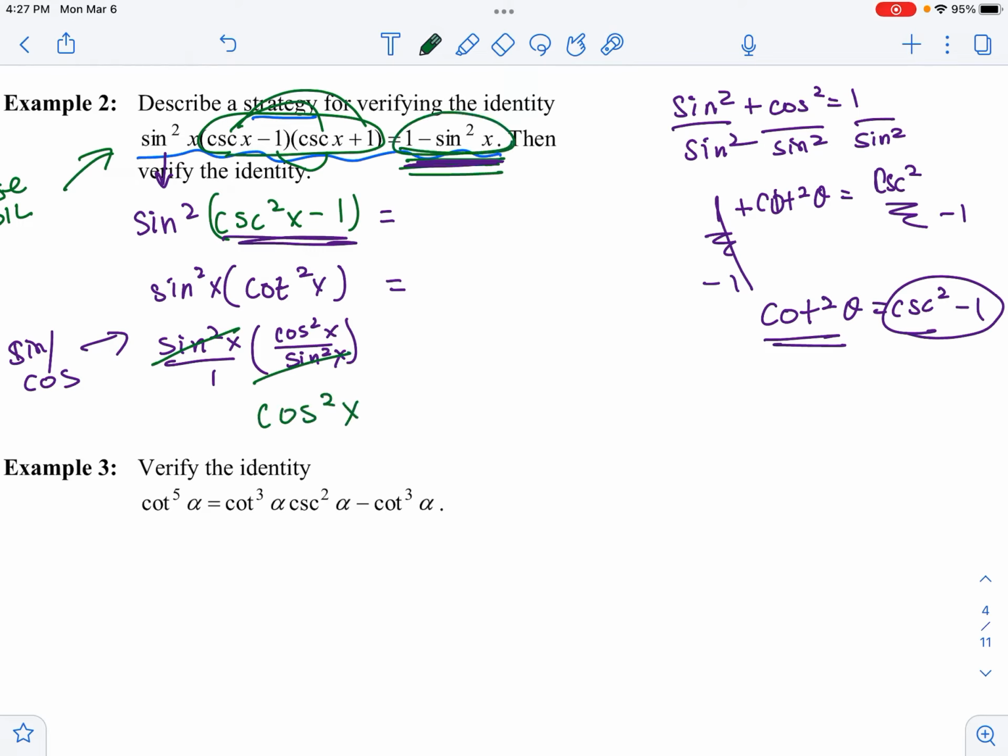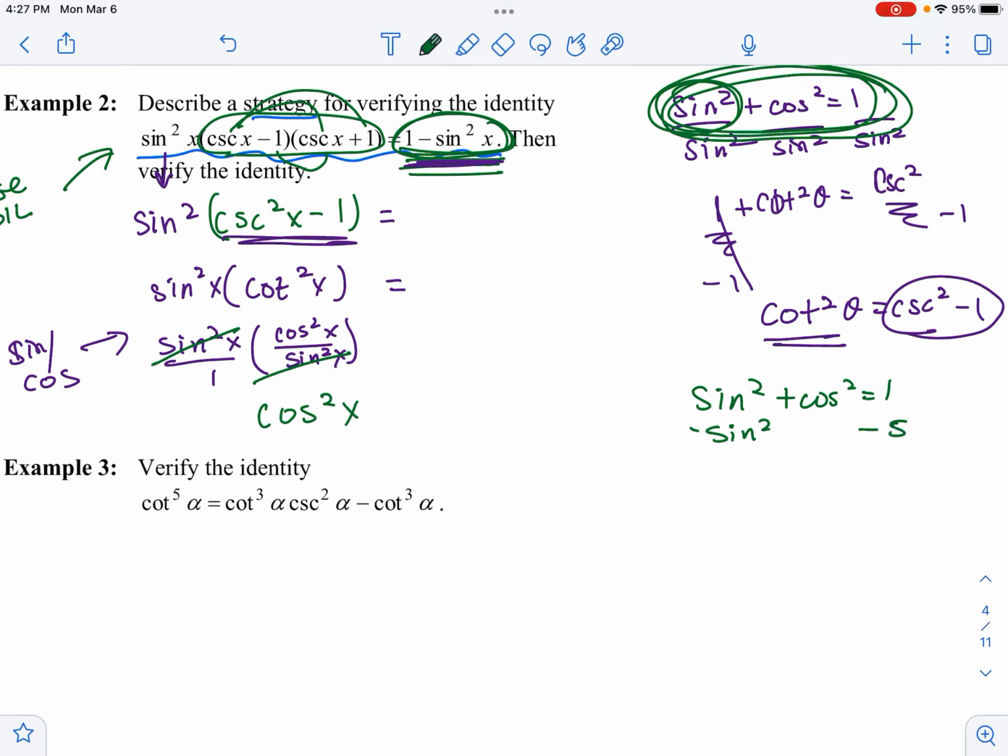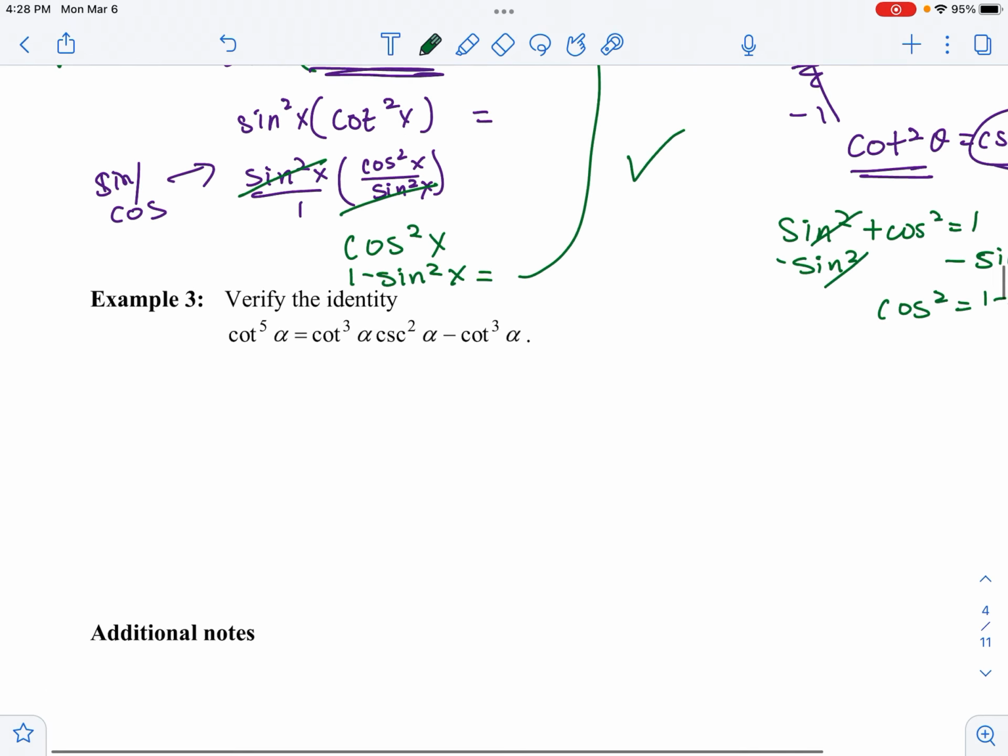Well, remember, we're still trying to match it up to 1 minus sine squared. This is my original Pythagorean identity, which tells me if I wanted to subtract the sine squared over, so if I've got sine squared plus cosine squared equals 1, and I subtract the sine squared, I get cosine squared equals 1 minus sine squared. And look, there it is. Equals right there. Check, verified.